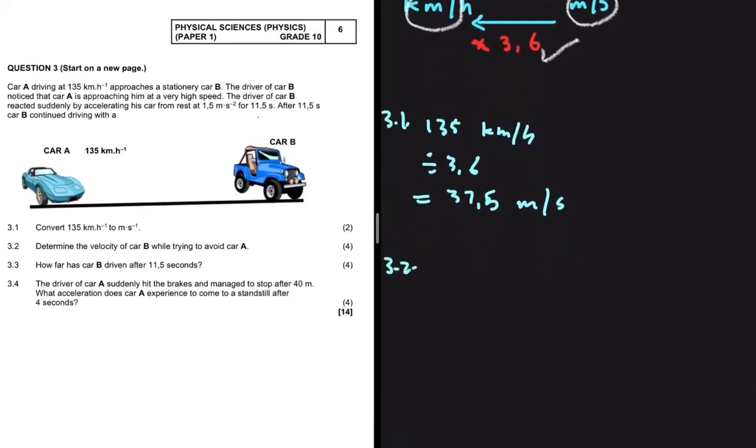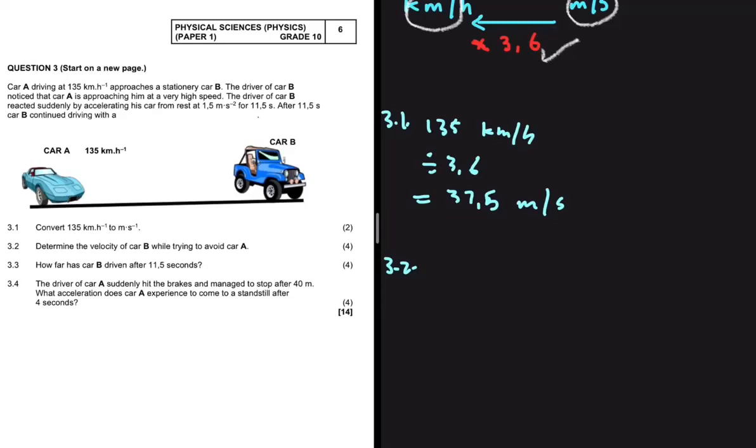Determine the velocity of car B while trying to avoid car A. Let's go through our scenario so we can see what is happening here. Car A, driving at 135 kilometers per hour, approaches a stationary car B. The driver of car B notices that car A is approaching him at a very high speed.